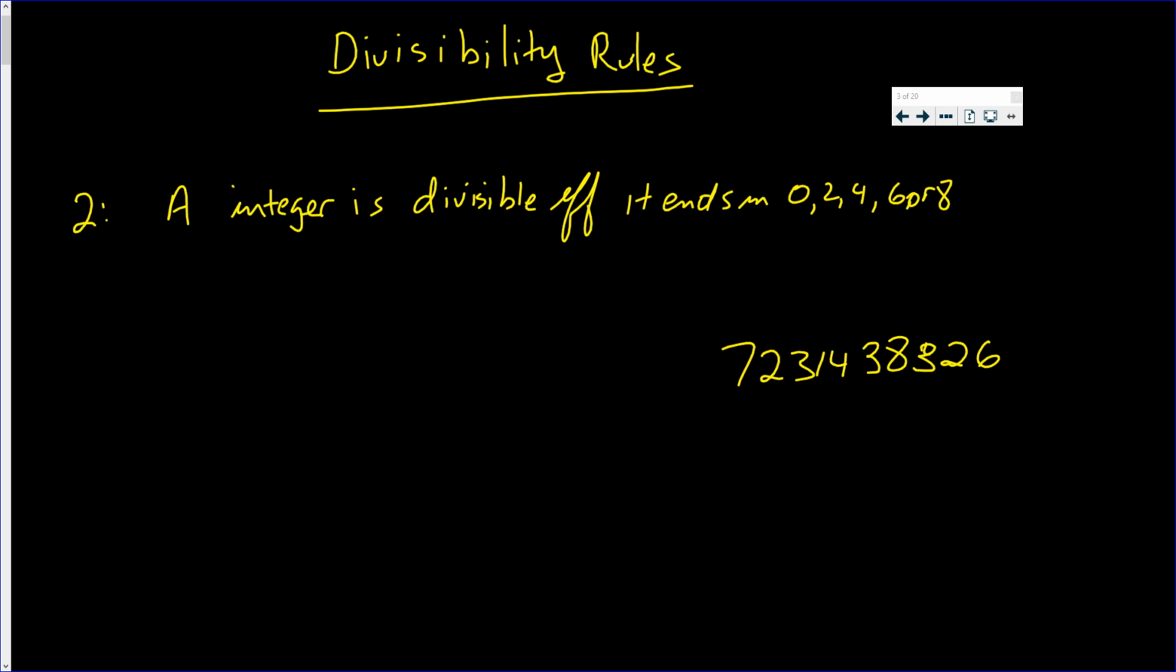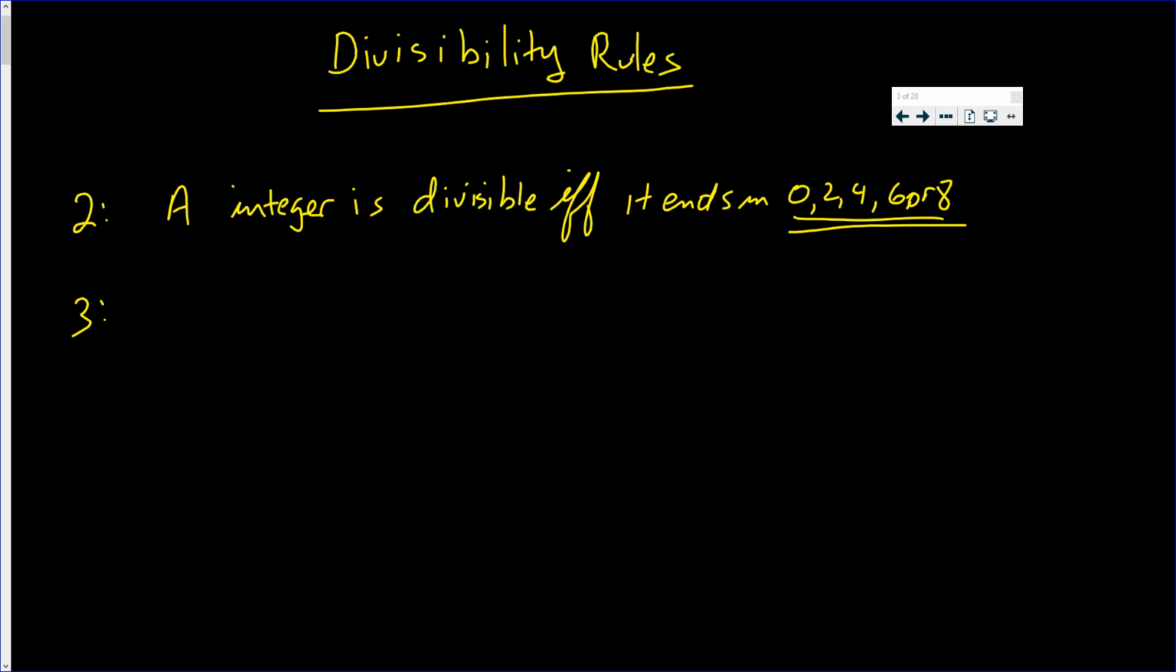This number is divisible by 2 because the last number is one of those numbers. 38,143 is not divisible by 2 because it doesn't end in one of the allowable digits. So you just look at the last digit. If it's 0, 2, 4, 6, or 8, the number is divisible by 2. You can divide it by 2 without having a remainder.